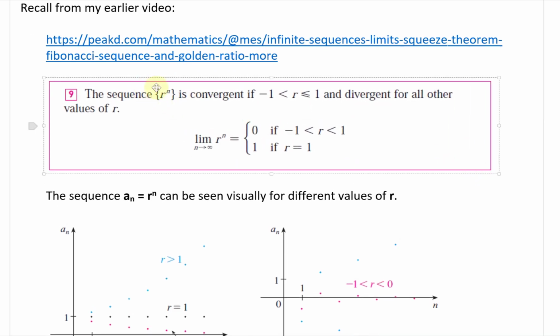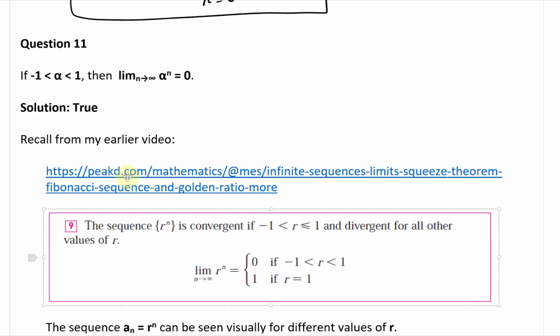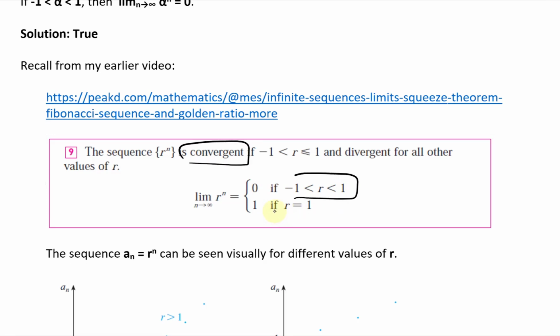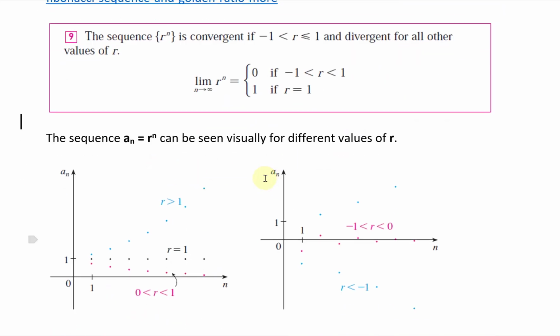The sequence r to the power of n is convergent if r is between -1 and less than or equal to 1, and divergent for all other values of r. So now here we're dealing with sequences, not a series. The limit as n approaches infinity of r to the power of n, you could write it as equals 0 if r is between -1 and 1, and equals 1 if r is 1. So it's convergent in both cases. And yeah, so this would be true, and you could see this visually as over here.